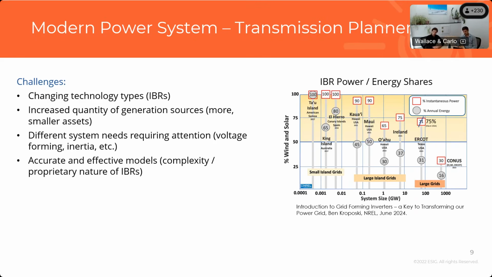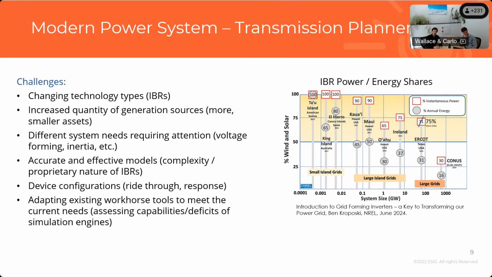Accurate and effective models, that's always been a problem. But with the growing complexity of IBRs, the proprietary nature of IBRs, and the multiplicity, it becomes much harder to get all of the data needed to do all of the different types of modeling activities. Device configurations: Alex was discussing digital control of IBRs, whereas in historic systems with synchronous generation, you would get the response you got because of the physics of the device. Now we have to think about how we're configuring how IBRs will actually respond, because everything is designed based on what the engineer is interested in. It's digital control. With great control comes great responsibility, you might say.